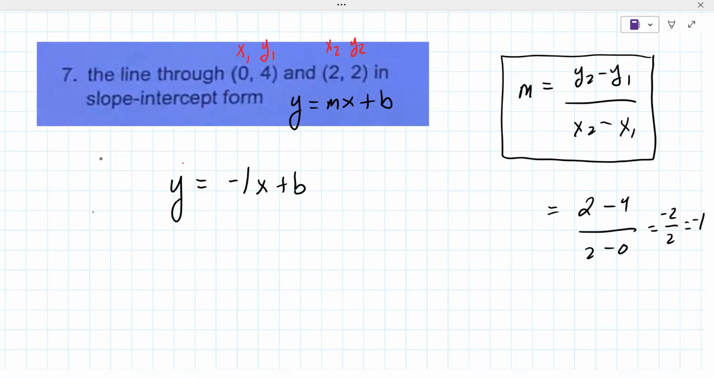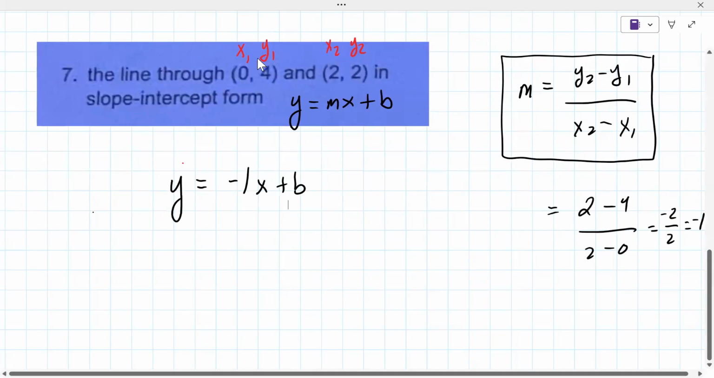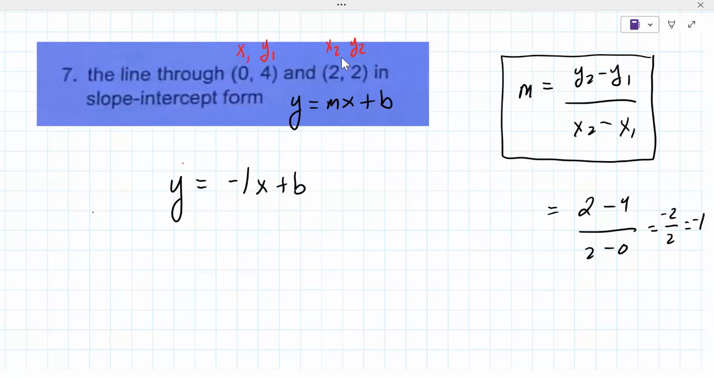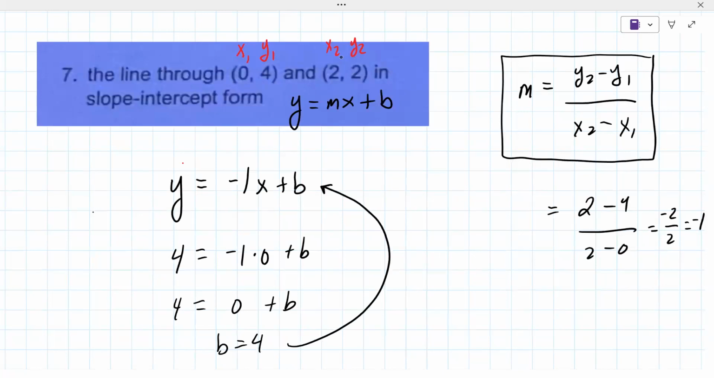To find b, you need an x and a y. So you can actually use either of these ordered pairs. Any idea why you might use the first one instead of the second? Because it's simpler, because the x in there is just 0. Yeah, the first point is the y-intercept. We'll see that in a moment here. It's 4 equals negative 1 times 0 plus b. Negative 1 times 0 is 0. So b is equal to 4. As a side note, 0 comma a number is always the y-intercept.